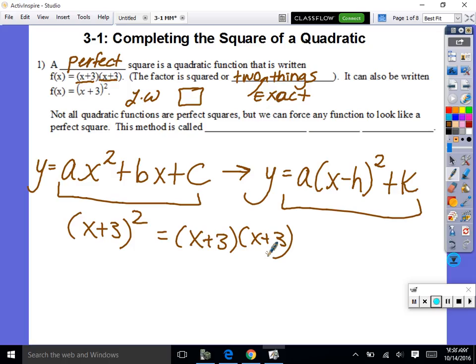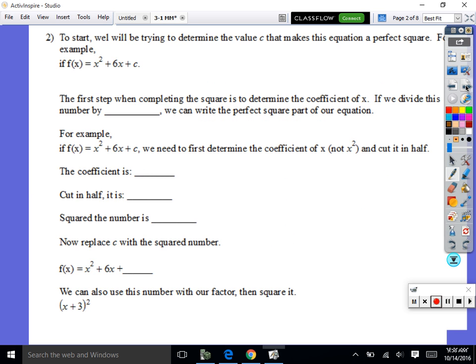Now it says not all quadratic functions are perfect squares, which is true, but we can force any function to look like a perfect square. That's taking it from standard form to vertex form. And this method is called completing the square. All right, so we've got that on our notes. Everybody good? Moving on to the next piece of your notes.